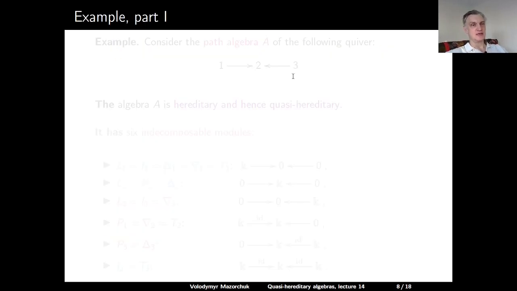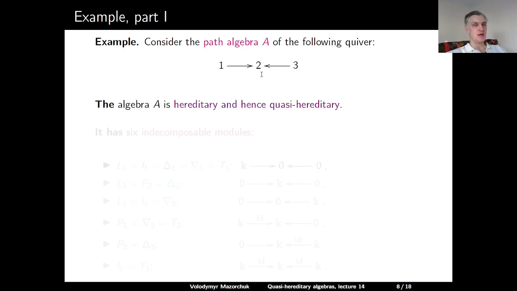Let us now look at some example. Consider the path algebra A of the following quiver. We already looked at it in the previous lecture. So we have three vertices 1, 2 and 3, an arrow from 1 to 2 and an arrow from 3 to 2. This algebra is hereditary because there are no relations, and hence it's also quasi-hereditary. And it has 6 indecomposable modules. That's an algebra of finite representation type.